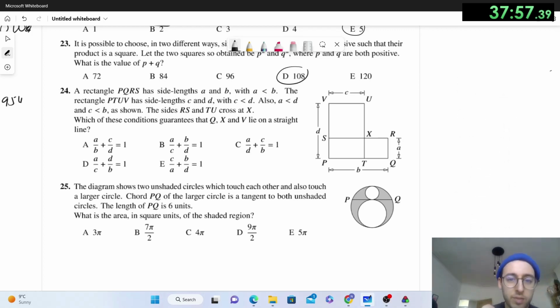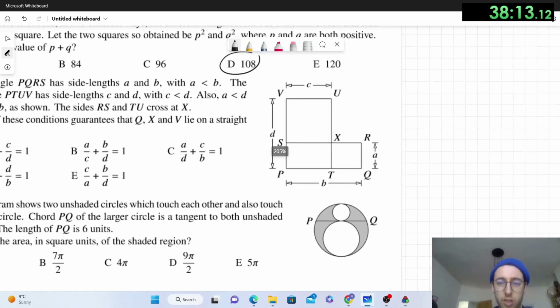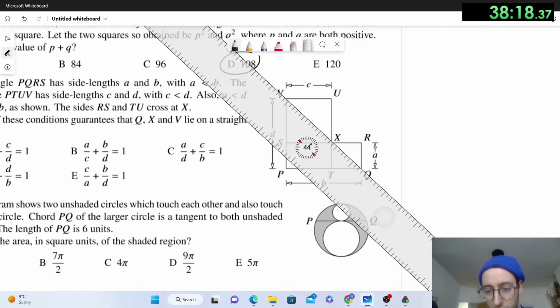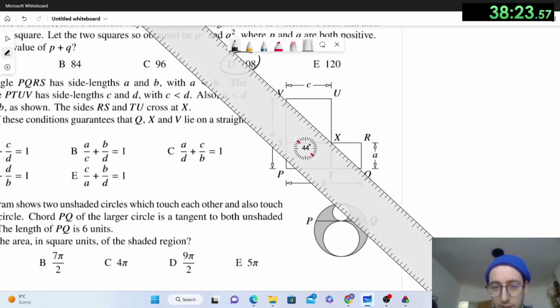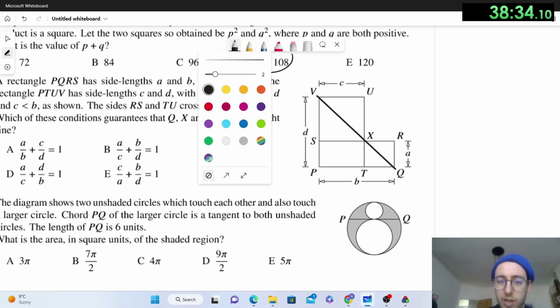Okay, I've got a few questions left. The rectangle has side lengths A and B, where A is less than B. The rectangle PQUV has side lengths C, D. Okay, we need Q. I'm getting my ruler out. This is definitely cheating, but whatevs. What a nice diagram. Oh wait, they've drawn it so they're not on a straight line. That's so annoying. But it's fine. What conditions must be guaranteed so that that is a straight line?